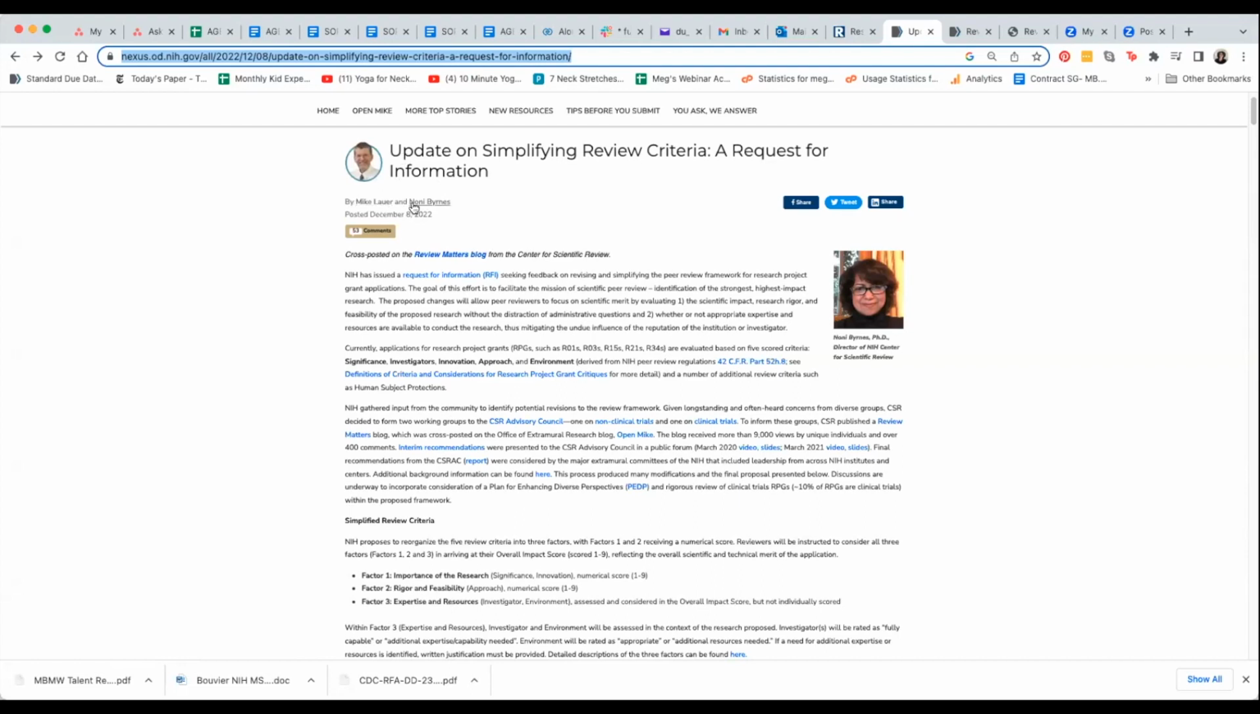this Mike Lauer and Noni Burns update on simplifying review criteria, a request for information. So this has not happened yet, so I don't want people to panic. But NIH is probably going to be changing their scoring criteria a bit. It's not going to be a drastic change like we saw way back in like 2007-8, for those of you who have been around a while and remember the dramatic change in format and scoring criteria back then. It's not going to be anything like that.